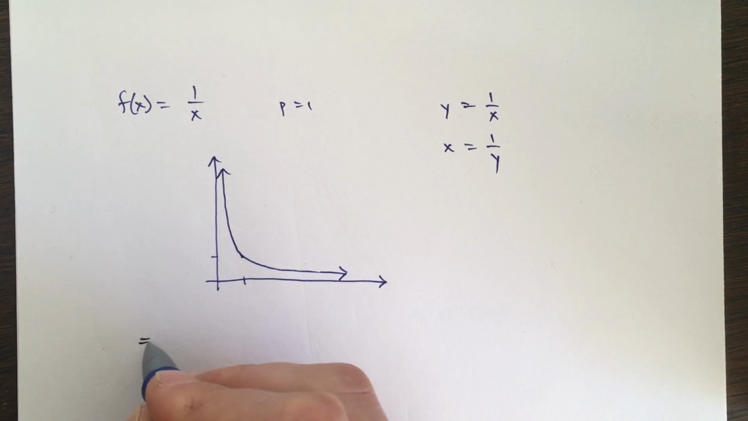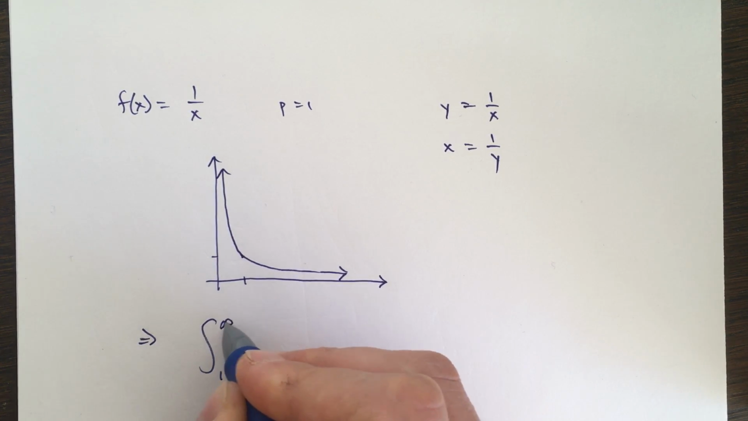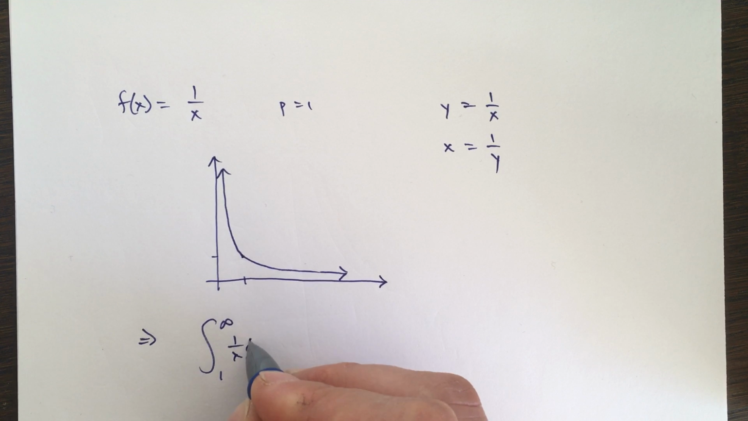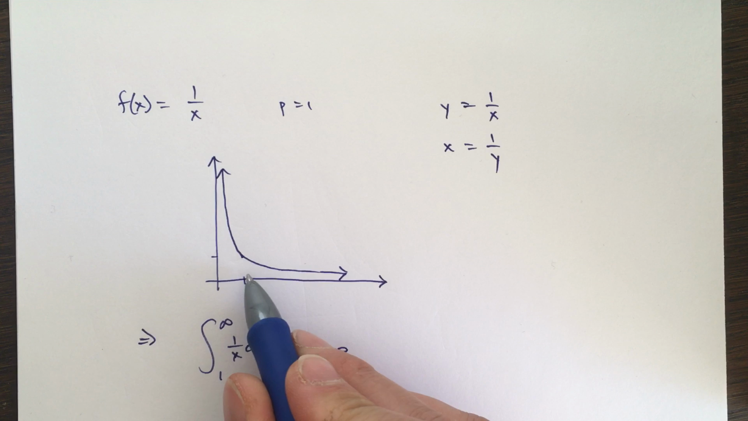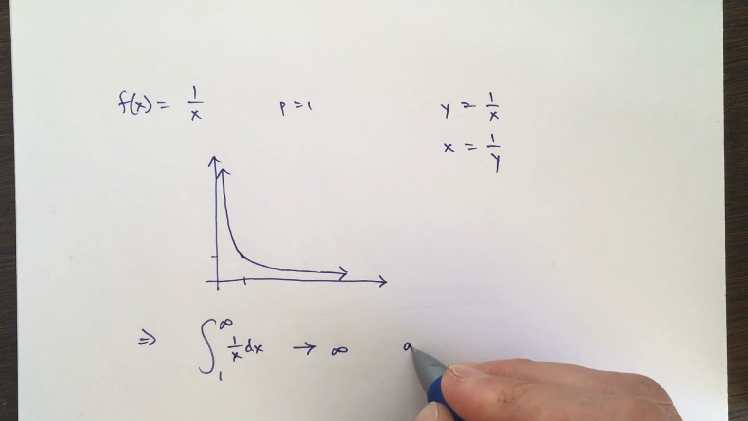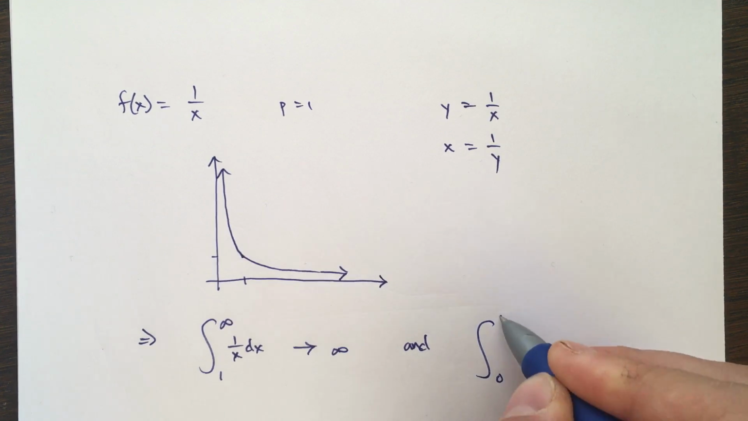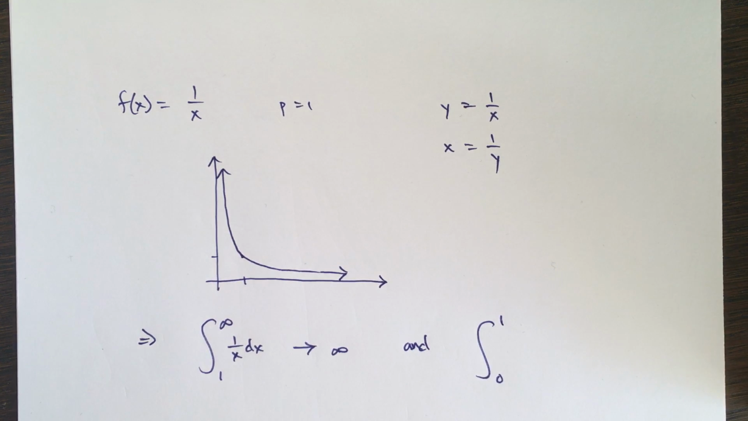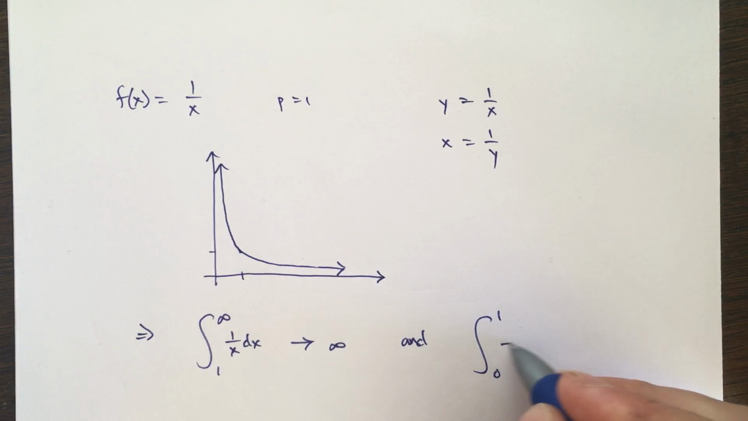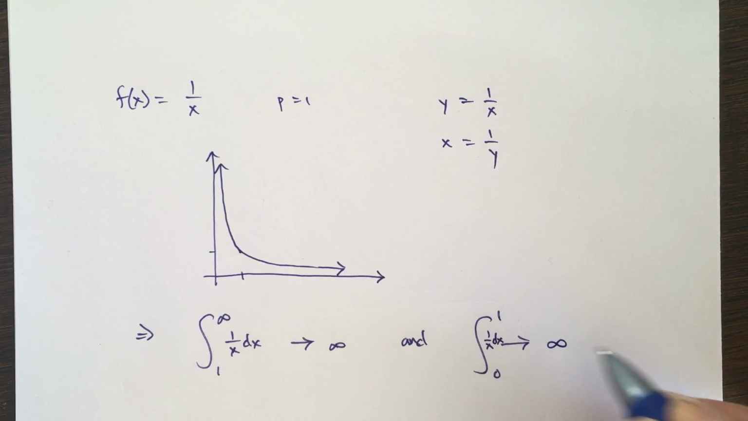And we actually showed in a previous video that the integral from 1 to infinity of 1 over x dx tends towards infinity, so it diverges because this area is infinite, and thus the integral from 0 to 1, which would be this area right in here, also tends towards, oops, I should write 1 over x dx, also tends towards infinity.